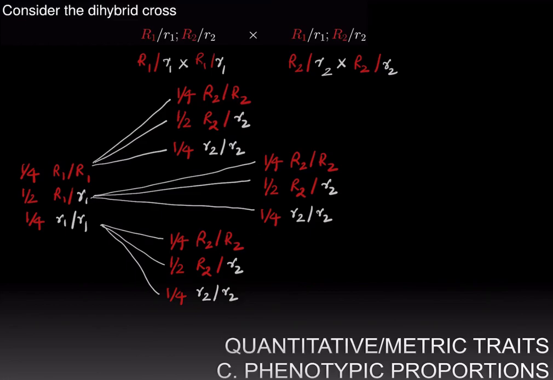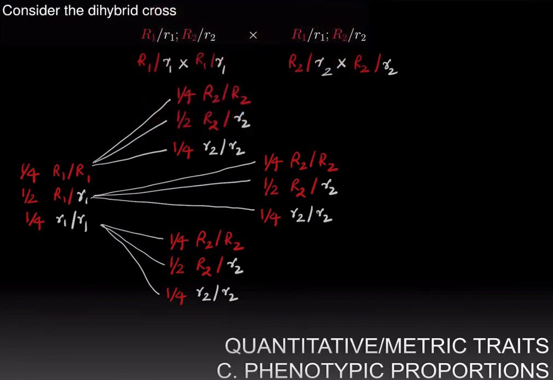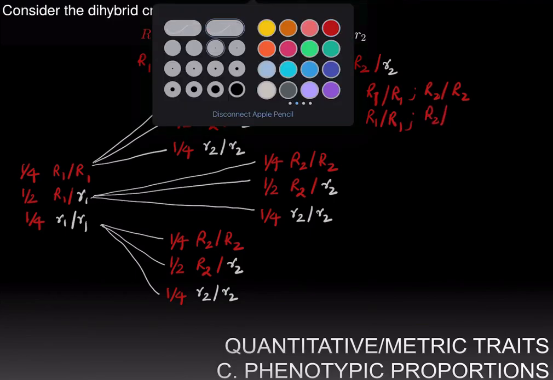And then we can write down these genotypes. So the first leaf is R1, R1, R2, R2. The second leaf is R1, R1, R2, little r2.